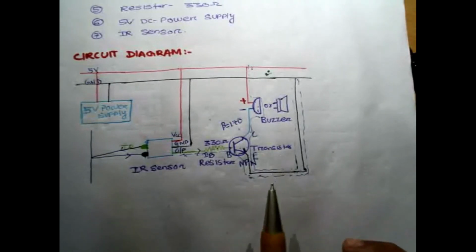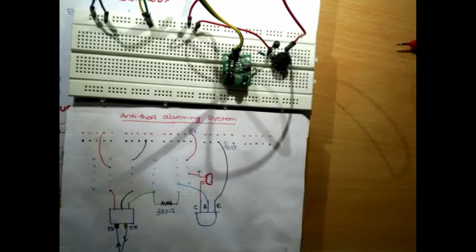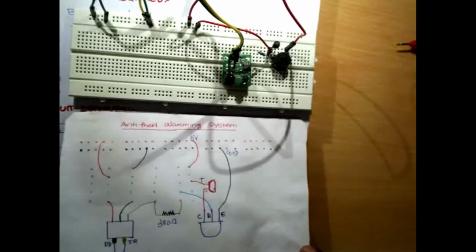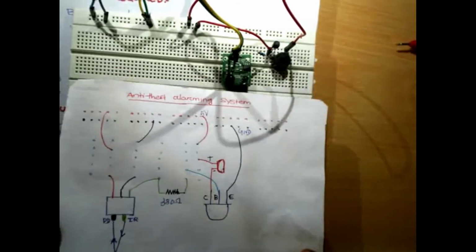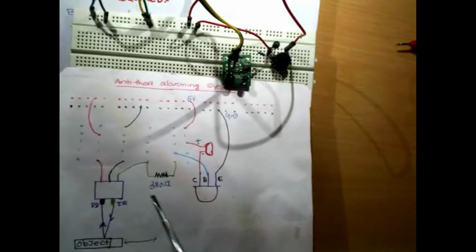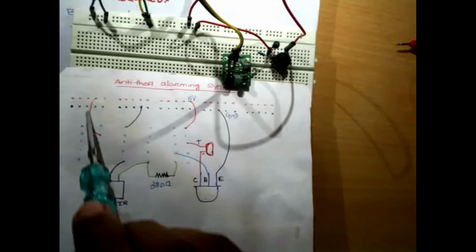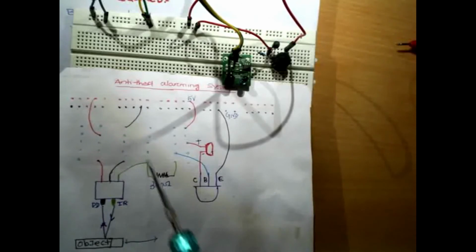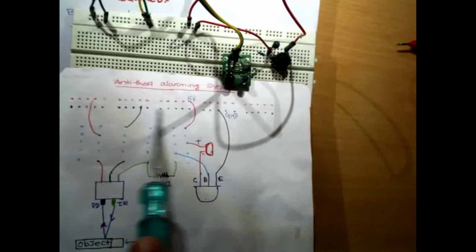Now let me do the circuit diagram on the breadboard. Then we'll go for a demonstration. Now you can see the circuit diagram. This is my circuit diagram. You can see over here. I've already explained the circuit diagram in the previous video. You can see how I drew it as per the breadboard, how I connected.